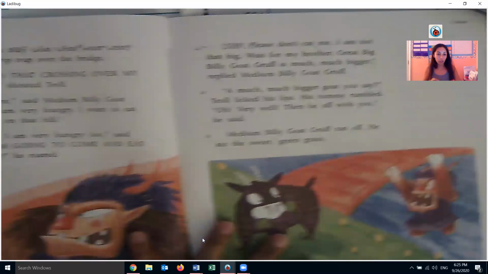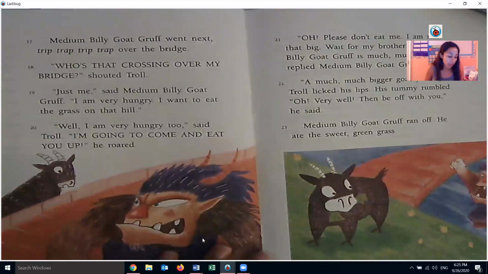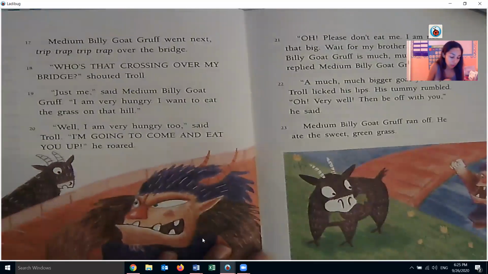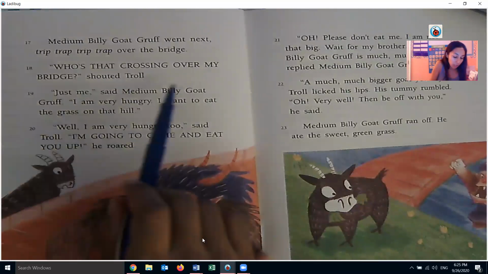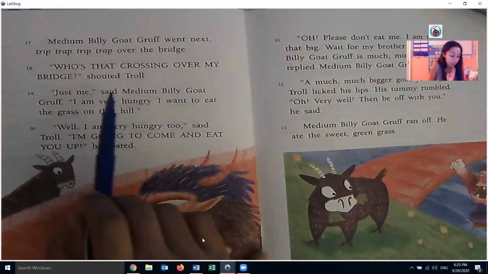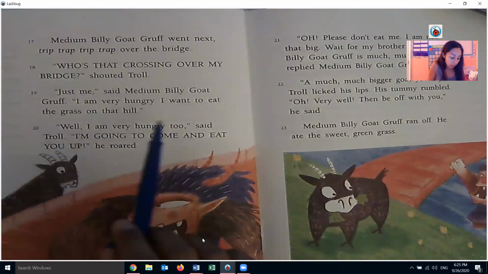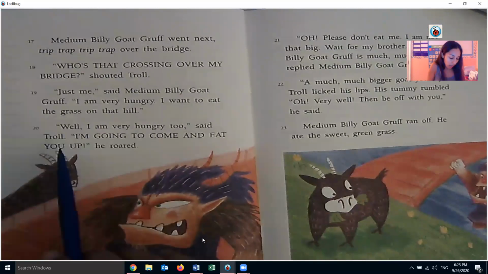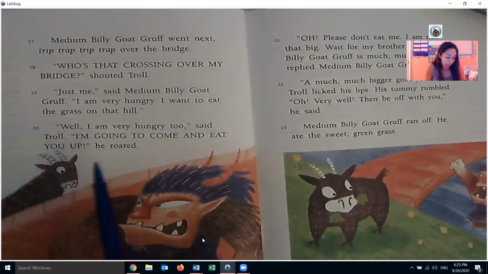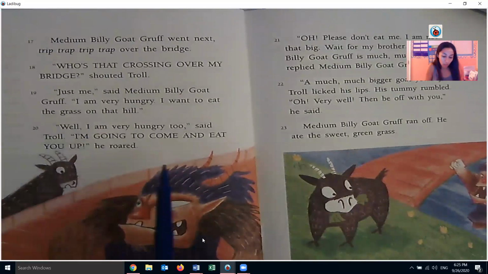So let's reread first. Medium Billy Goat Gruff went next. Trip, trap over the bridge. Who's that crossing over my bridge? Shouted Troll. Just me, said Medium Billy Goat Gruff. I am very hungry. I want to eat the grass on that hill. Well, I am very hungry too, said Troll. I'm going to come and eat you up, he roared.